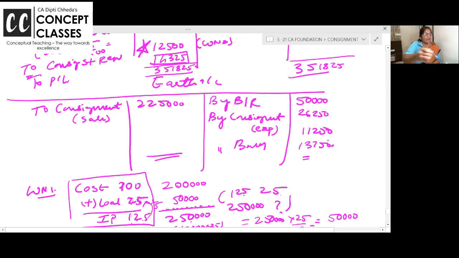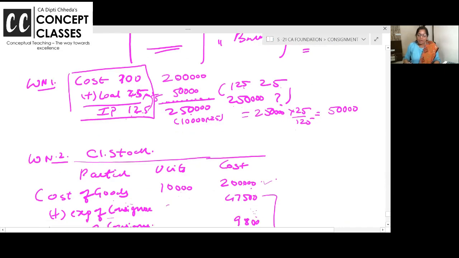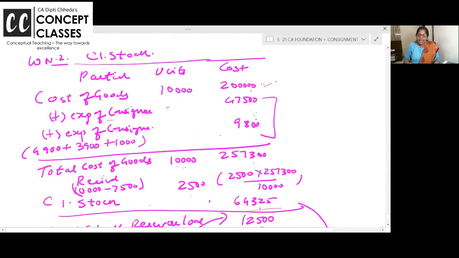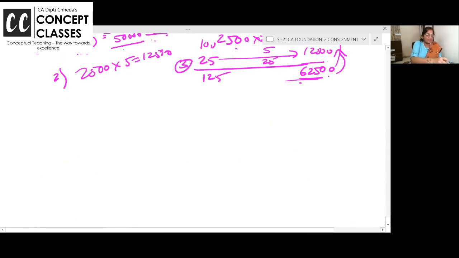1,37,500, close it. All right. This time also we have to close. So in the books of Ajay, Vijay in consignment with Ajay, then the remaining calculations.